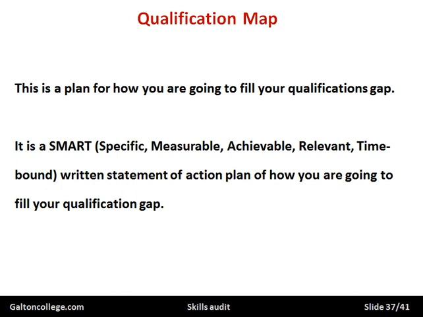But essentially a qualifications map should be specific. It should say exactly how you're going to get the extra qualifications you require, and you're going to do it in a certain time frame, so it's measurable and it can be done. It's achievable, and the qualifications you're getting are going to be relevant. They're the right ones, and as I said, it's time bound. It can be done in a particular time period.